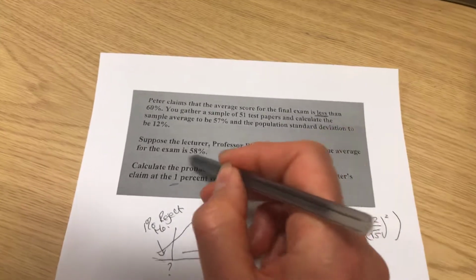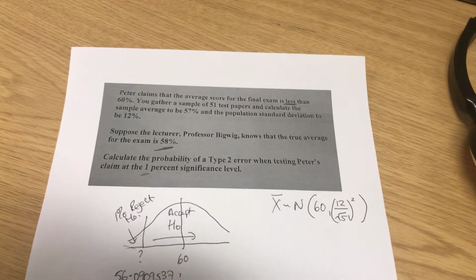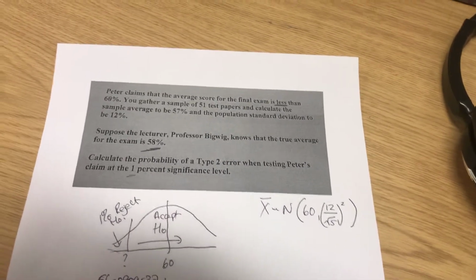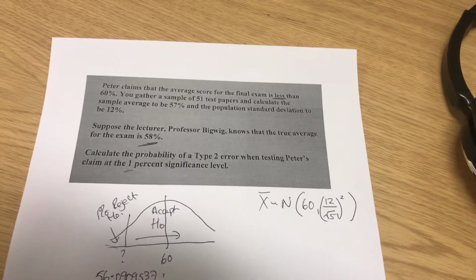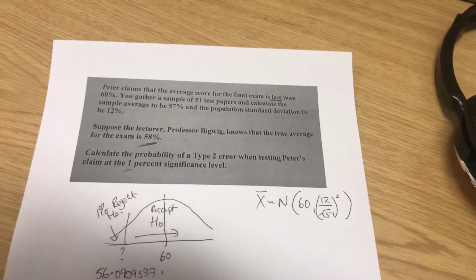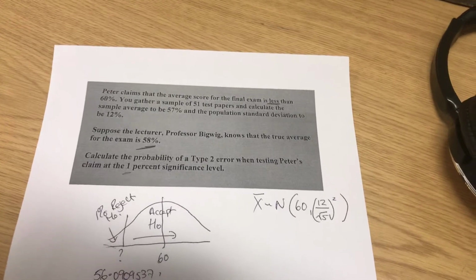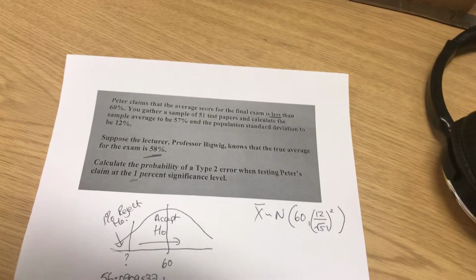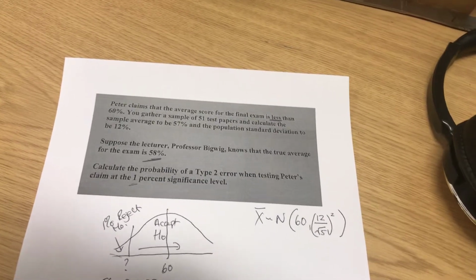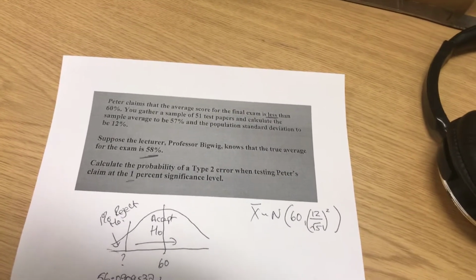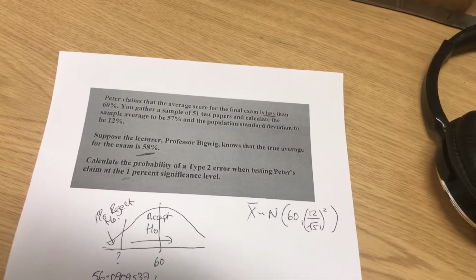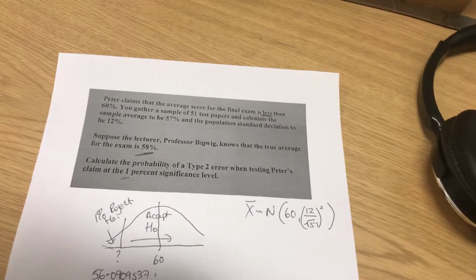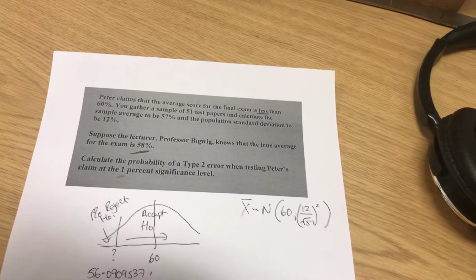And then we know Mr. Bigwig's told us that the true value is 58. So what we want to know is the probability of a type 2 error. A type 2 error is accepting H0 given that we shouldn't have, given that H0 is wrong. So given that mu is now 58. Accepting H0 means we want, I'm going to call it y, to be greater than 56.0909537, given that we've got a new mu of 58.